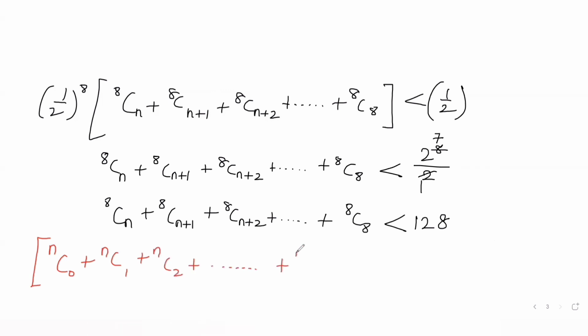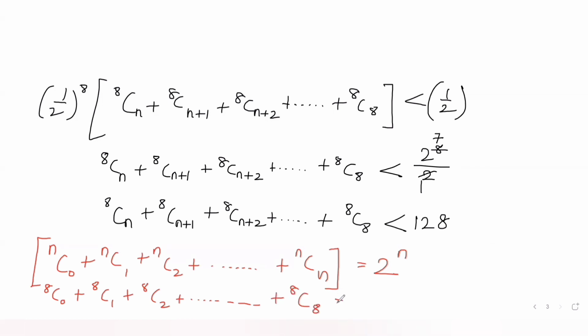it is equal to 2 raised to n. So if I use that idea here, 8C0, 8C1, 8C2, all of that stuff till 8C8, it is nothing but 2 raised to 8, and 2 raised to 8 we know it is 256. So I can use the idea that 8C0 plus 8C1 plus 8C2 plus, let's say, somewhere 8C(n minus 1), then 8Cn till 8C8 is 256.